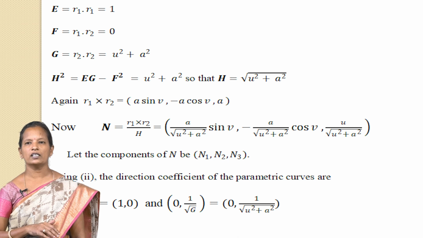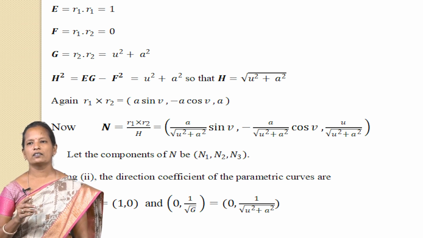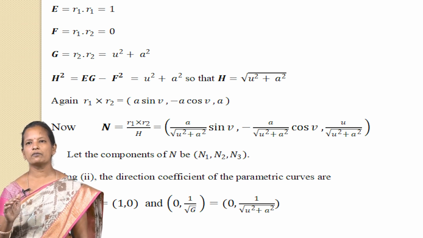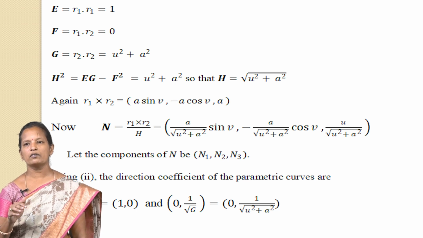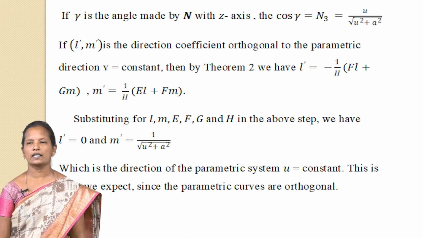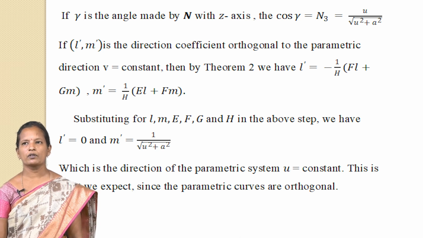Let the components of the n vector be N1, N2, N3. Using the second result, the direction coefficients of the parametric curves are 1 by square root of E, 0. The E value is 1, so substituting, 1 by 1, 0 gives 1, 0. The second component is 0, 1 by root G. The G value is U squared plus A squared, so taking the square root, 0, 1 by the square root of U squared plus A squared. If gamma is the angle made by the n vector with the z axis, then cos gamma is equal to n3, the last one among n1, n2, n3, which is U by the square root of U squared plus A squared.